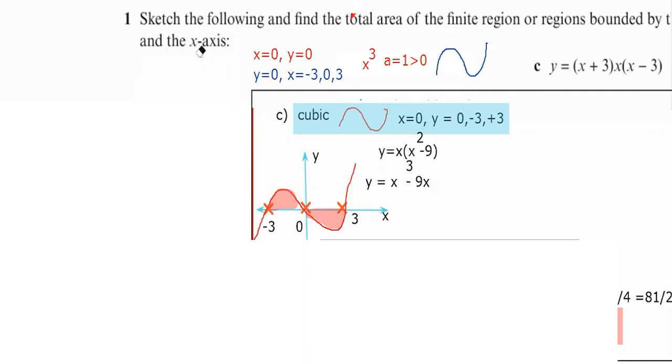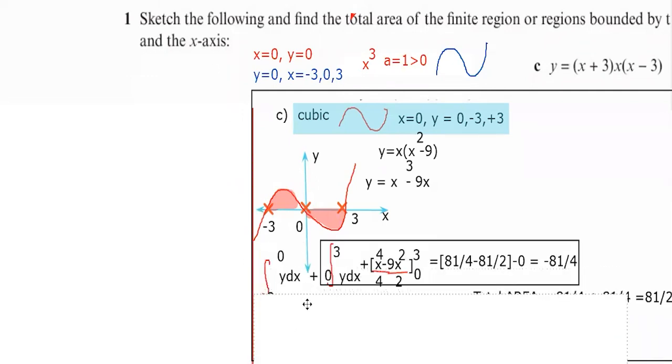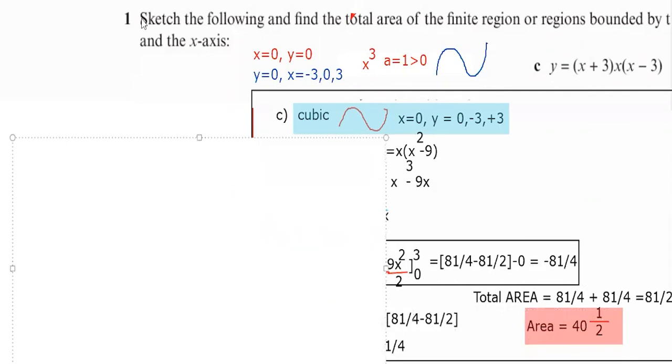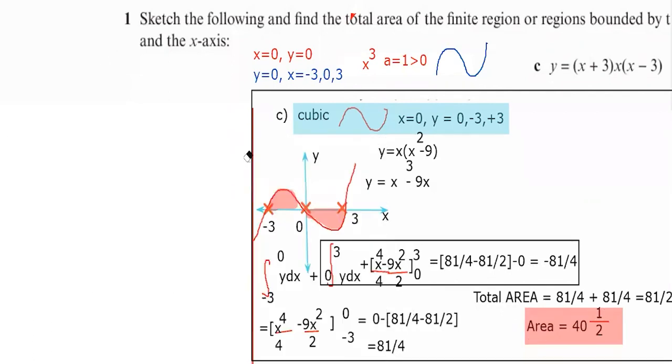So the first thing we're going to do is look at the integration from 0 to 3 of the graph, as well as from minus 3 to 0. If you look at that, this is what we will get in the end. We have the integration of, when we expand it, x cubed minus 9x. So when we integrate x cubed, we get x to the power 4 over 4. When we integrate minus 9x, we get minus 9x squared over 2.